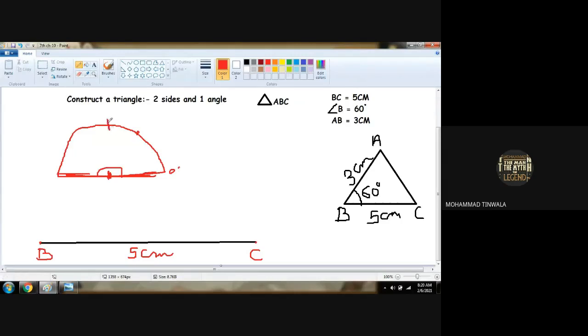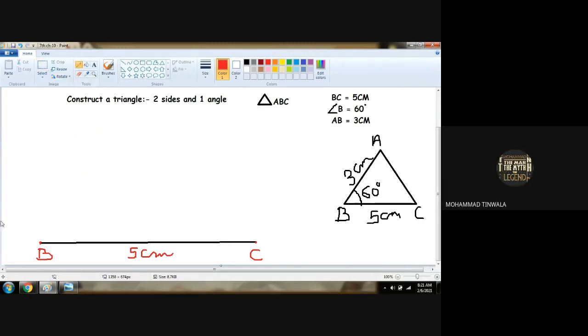This is exactly 90 degree. See, look here. This line must be 90 degree in the protector. Whether you measure from this side or that side, 90 degree will be in between. Right? So 60 degree will be here somewhere. So it will be approximate only, beta.